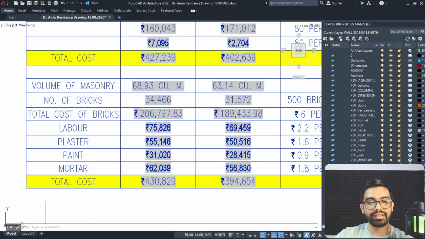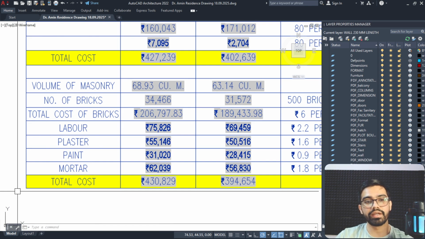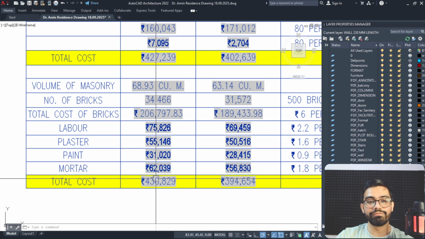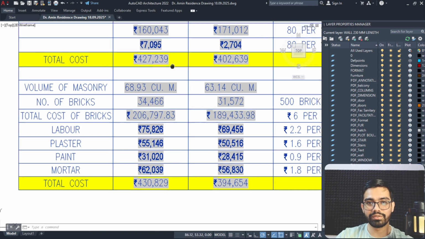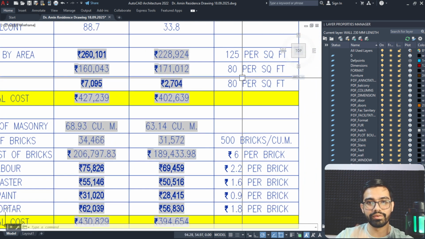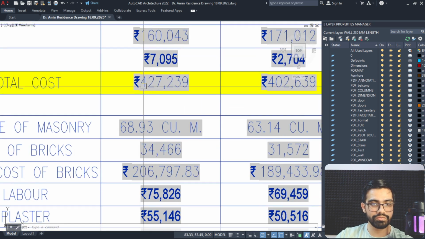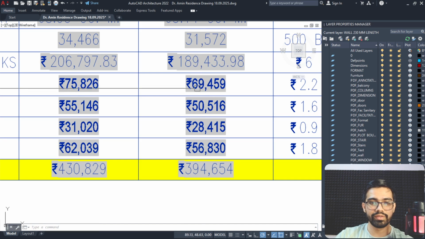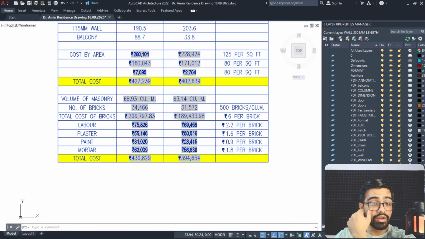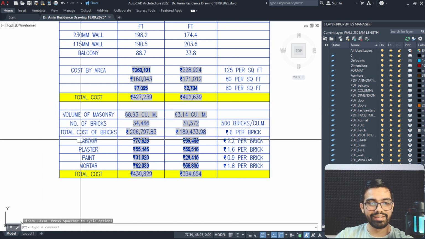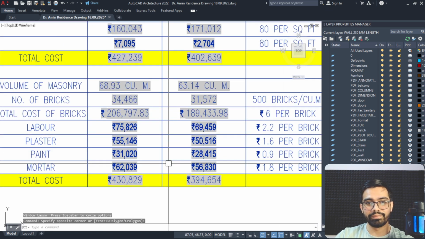Also, we add in the labor rate, plaster rate, paint, and mortar. So surprisingly, it did come out to be very close to the lump sum rate that we were doing. So here it is 430,000. Here it is 427. Here it is 394. Here it is 400.